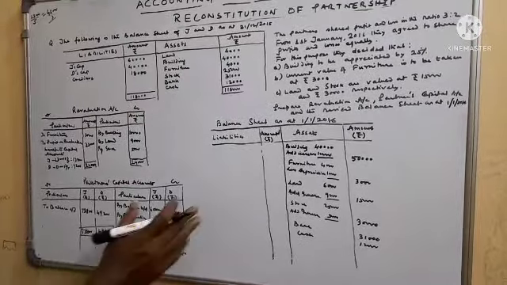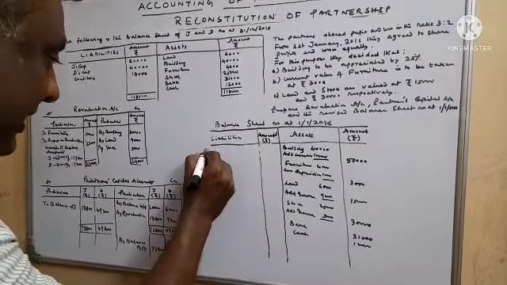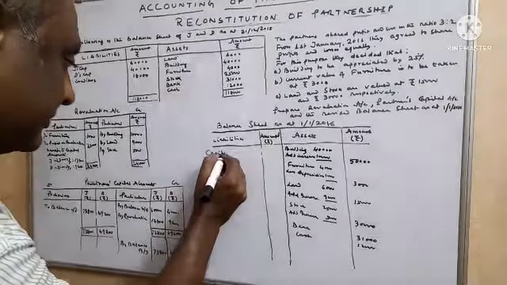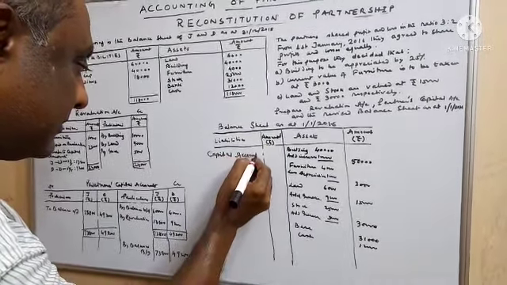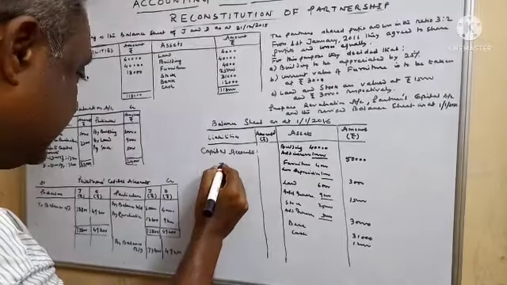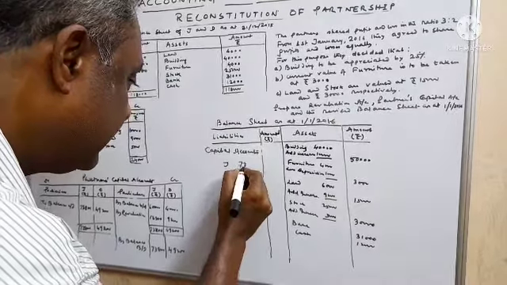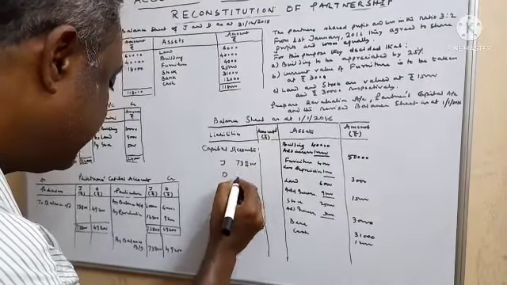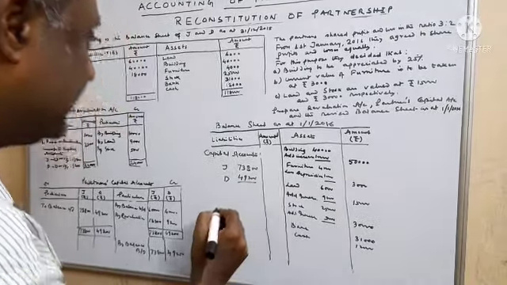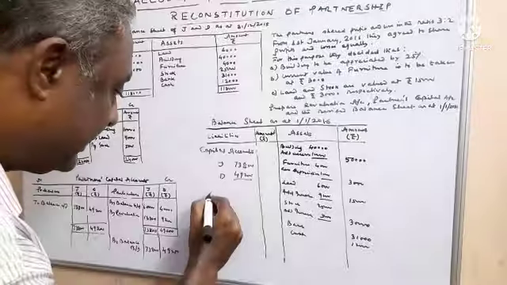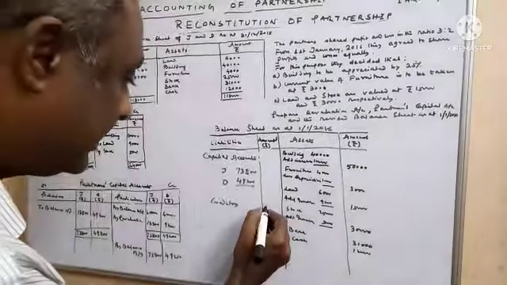Now, a capital balance of where to transfer? We have to transfer and balance it. I am writing capital accounts. J, D, 73,800, 49,200. More liabilities there. Creditor. How much given? 18,000.